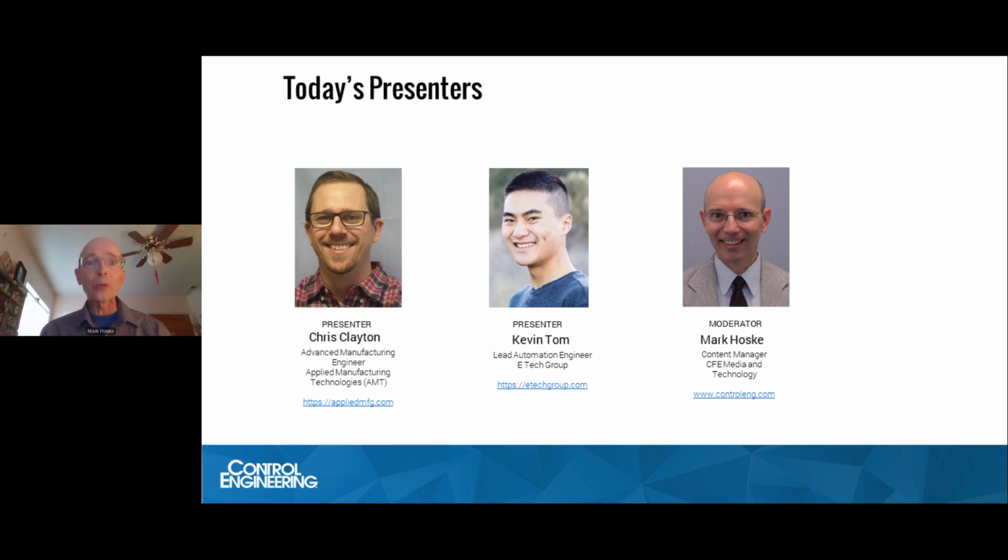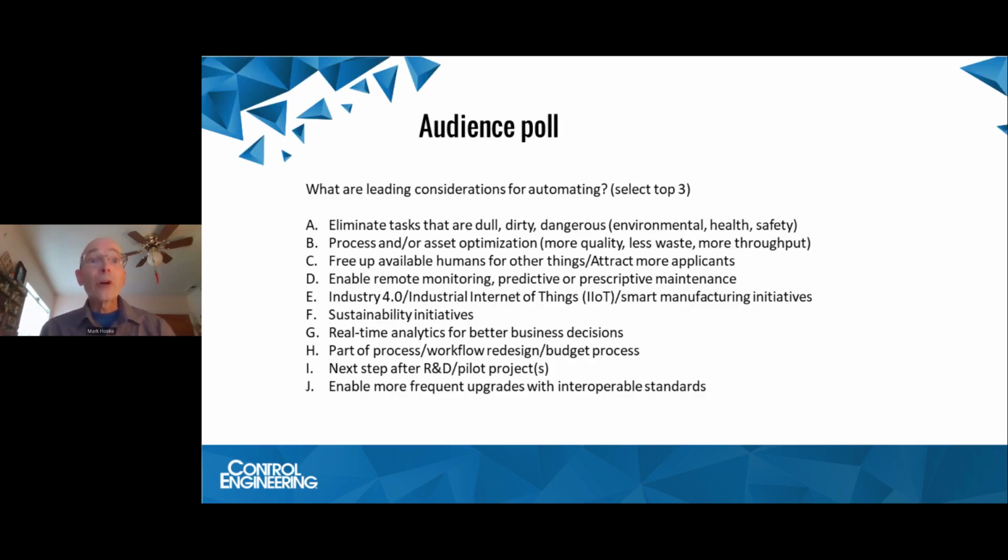Next, we want to know a little bit more about you. And so here, for the audience listening live, please participate in this poll. The question is, what are leading considerations for automating? You can select your top three results. So eliminate tasks that are dull, dirty, dangerous, the environmental health and safety issues, process and or asset optimization, more quality, less waste, more throughput, free up available humans for other things and attract more applicants, enable remote monitoring, predictive or prescriptive maintenance, Industry 4.0, Industrial Internet of Things, smart manufacturing initiatives, sustainability initiatives, real-time analytics for better business decisions, part of process workflow redesign or budget process, next step after R&D pilot projects, or enable more frequent updates with interoperable standards.